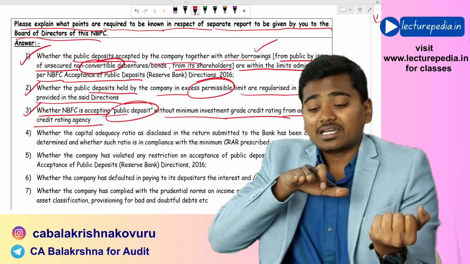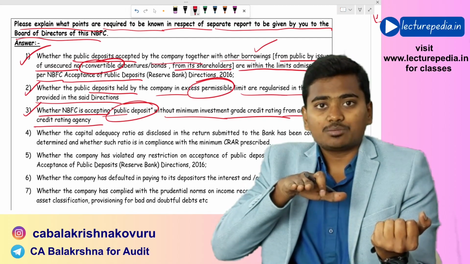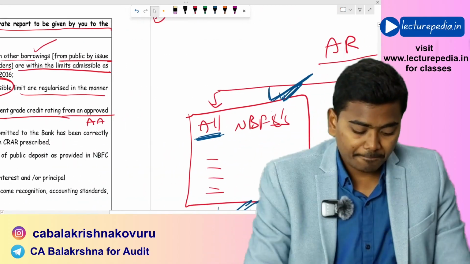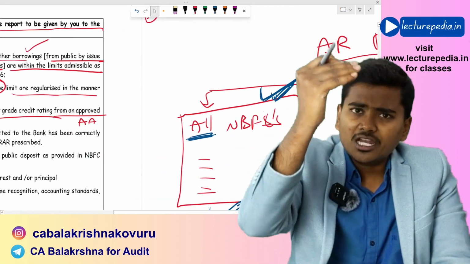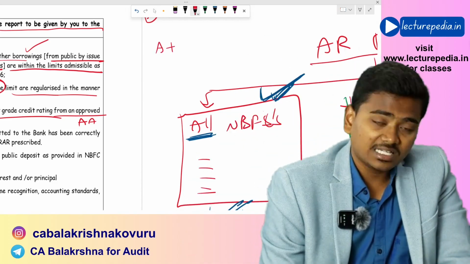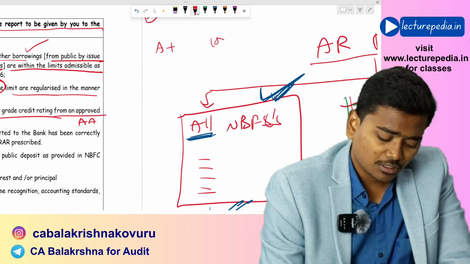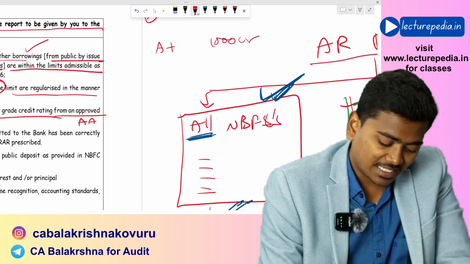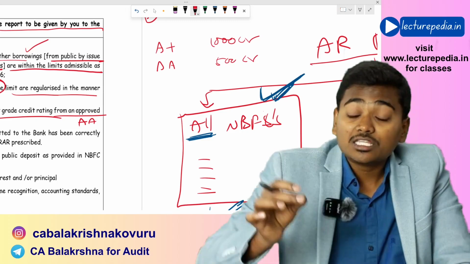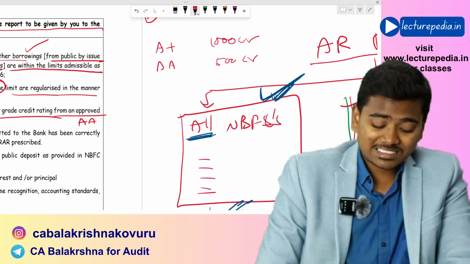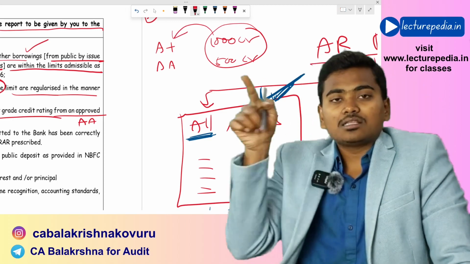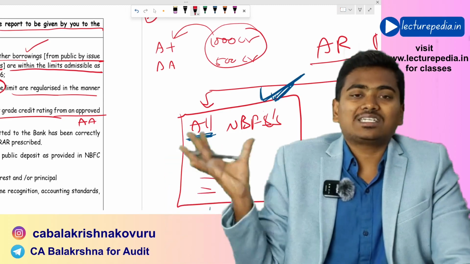Only if that credit rating is present, at minimum, will the NBFC be allowed to accept public deposits. More specifically, there will be limits for each credit rating. Just for example, if the credit rating is A plus, the NBFC can accept 1,000 crore deposit. If the credit rating is AA, it can accept only 500 crores. Like this, the amount of deposits that it can accept is linked to its credit rating.